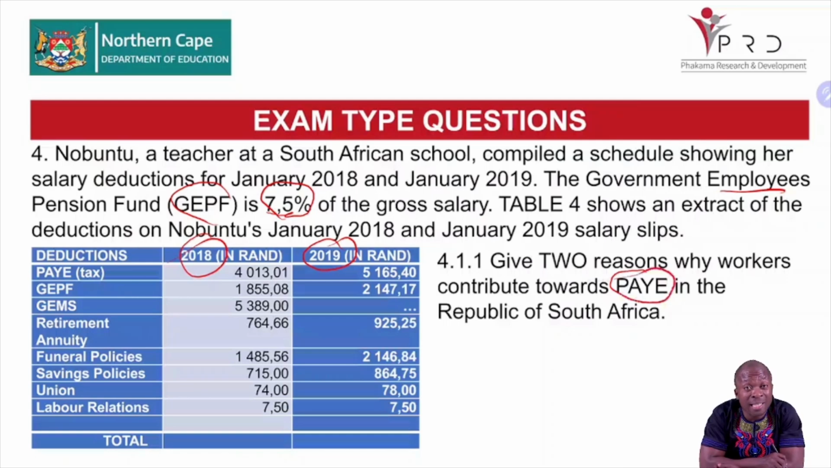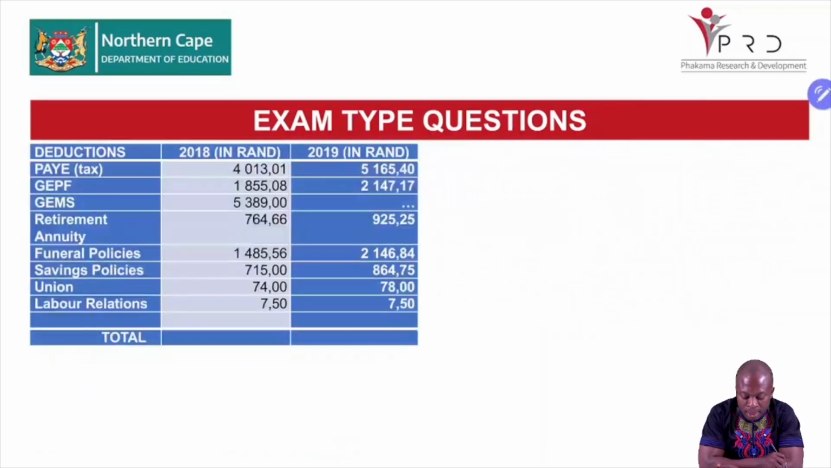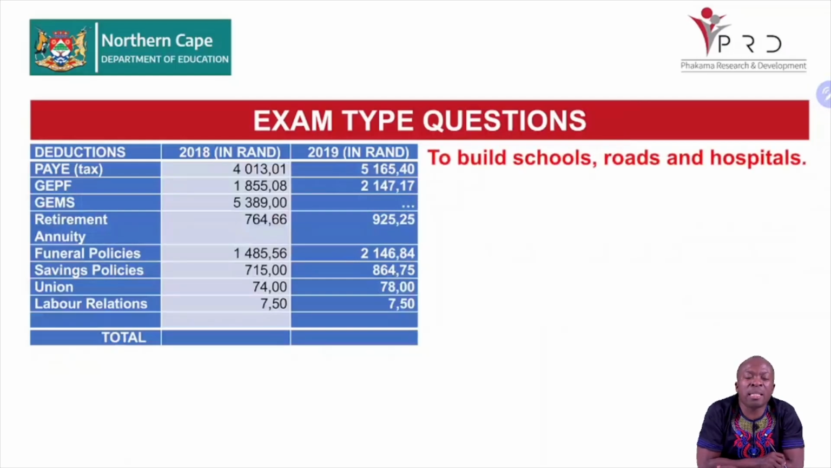If you don't know what it is, by now you should know. Ask the teachers to help you there. Pay as you earn. Why do we have to pay? So this is what you are supposed to write. Because pay as you earn is a form of tax. That tax which we pay.